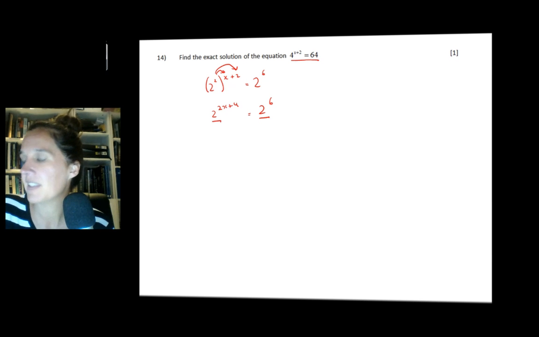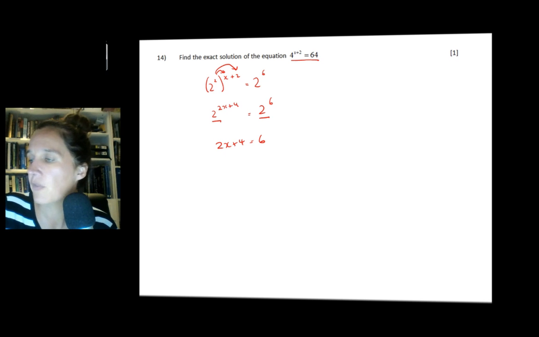So now we have the same base. So our indices must be equal. So 2x plus 4 must be equal to 6. Subtracting 4 from both sides, 2x must be equal to 2. Dividing both by 2, x must be equal to 1.